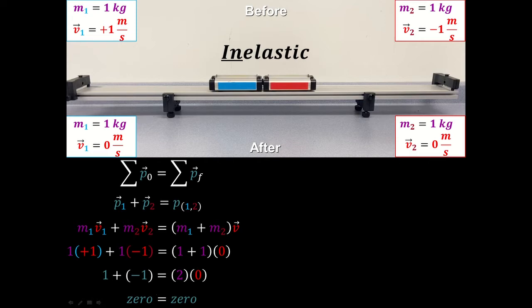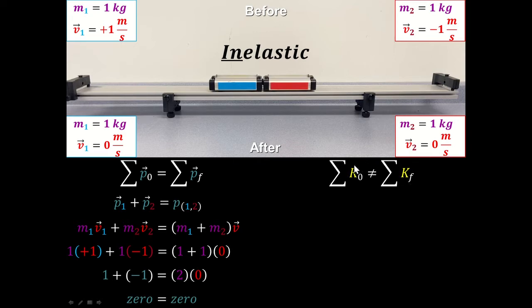And that's because they were moving in opposite directions. Momentum is a vector quantity, okay, just like velocity is. Momentum to the left is negative, momentum to the right is positive. Okay, so momentum was conserved. It was the same before as it was after.